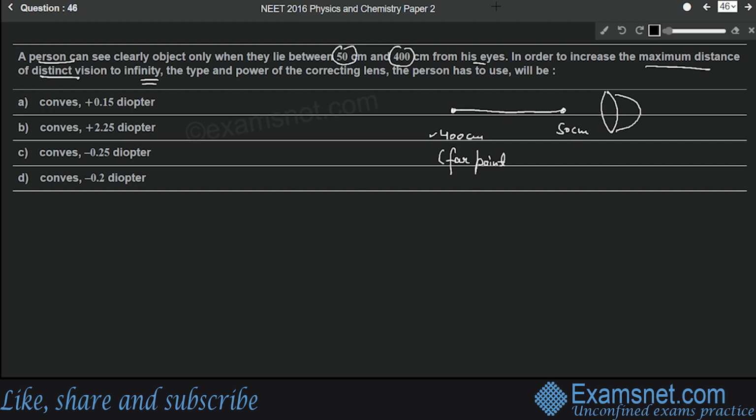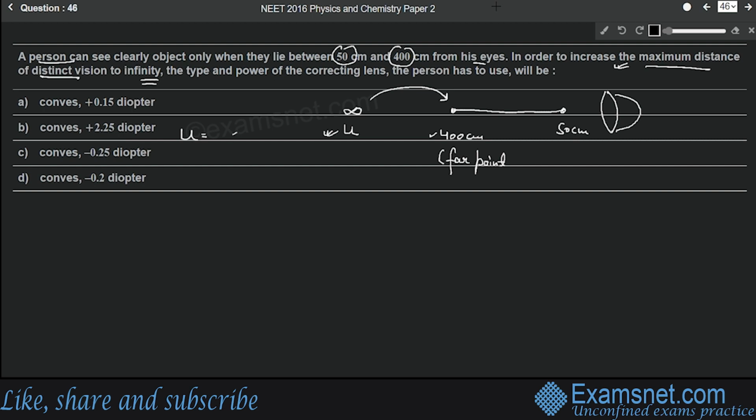Now according to the question, we have to increase the maximum distance of distinct vision to infinity. That means we have to make this eye capable of seeing an object that is kept at infinity. Now, how will this eye see an object which is kept at infinity? We know that this eye can see only up to 400 centimeter. So, if we make the image of this object at 400 centimeter, in that case, will the eye be able to see the object? Yes. So we have to assume that the object distance is infinity. This is given in the question.